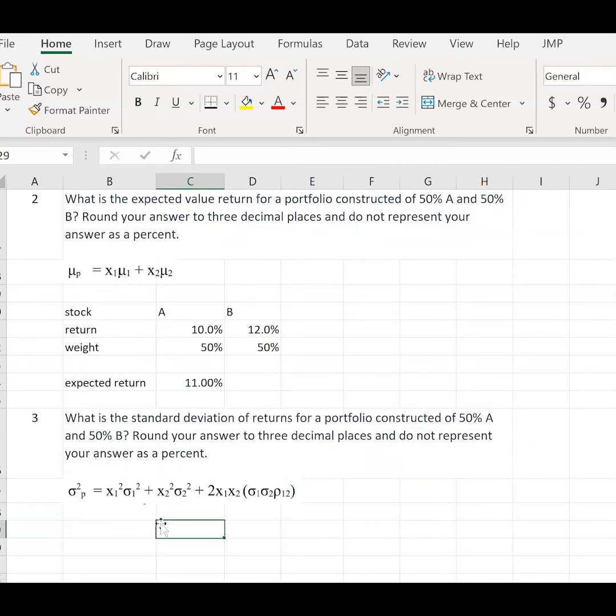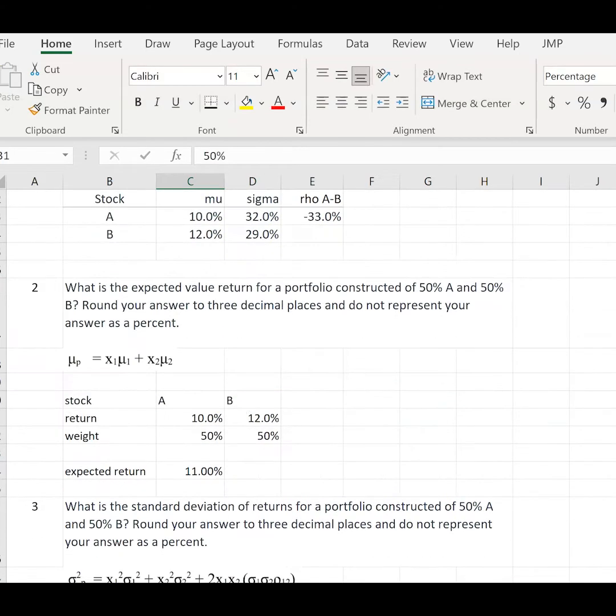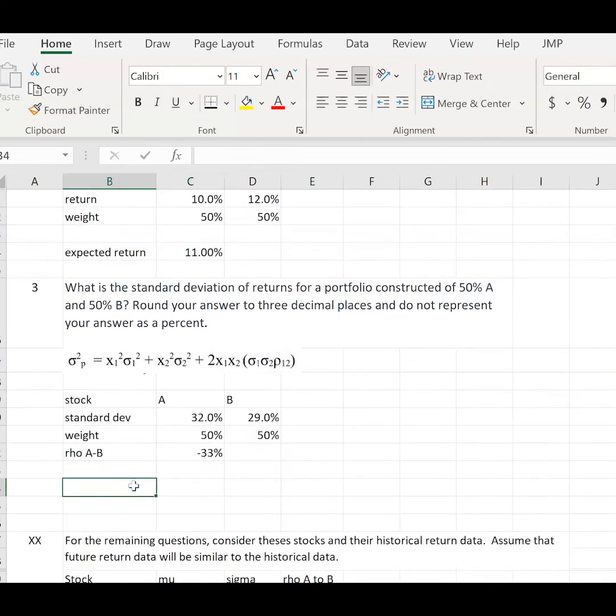So to start off with question 3, I'm going to do a very similar thing to what I did for question 2. I'm just going to create a little table with the needed information. So look at this formula. We need to know which stock it is, the standard deviation of that stock, the weight in that stock, and we're also going to need the correlation coefficient. All right, and now that we have all the information, let's put all these numbers into our equation, and we'll get that answer.